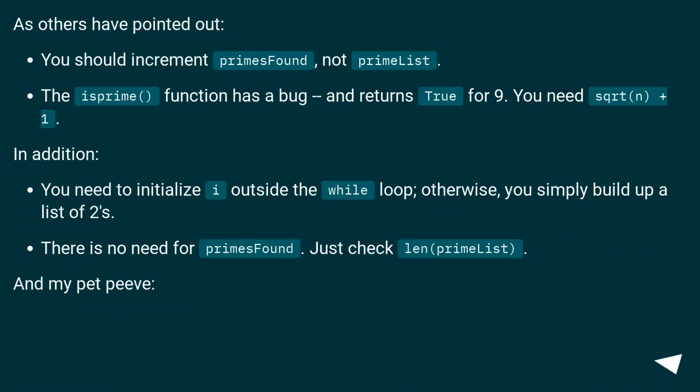As others have pointed out, you should increment prime_s_found, not prime_list. The isPrime function has a bug, and returns true for 9. You need sqrt_n+1. In addition, you need to initialize i outside the while loop, otherwise, you simply build up a list of 2s. There is no need for prime_s_found. Just check len(prime_list). And my pet peeve.